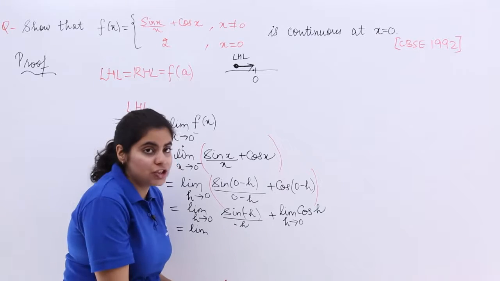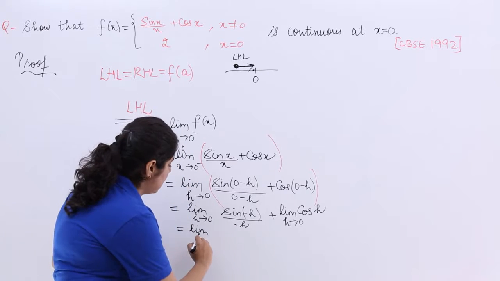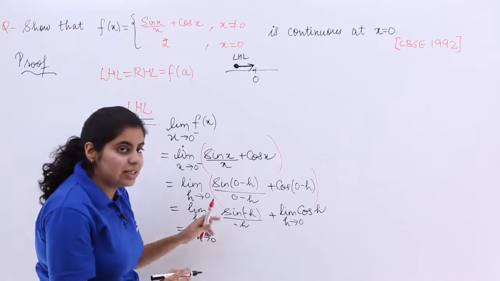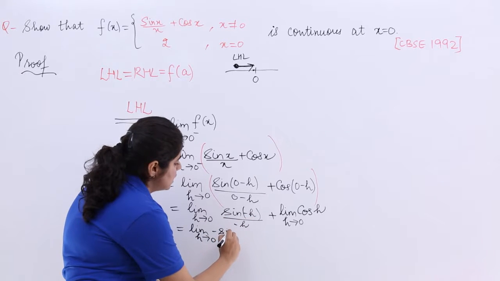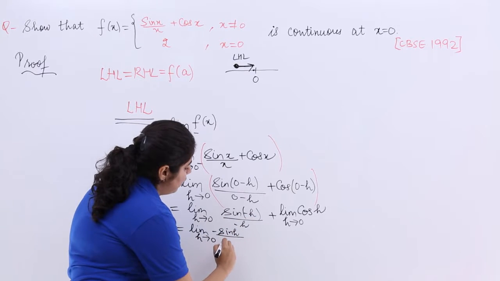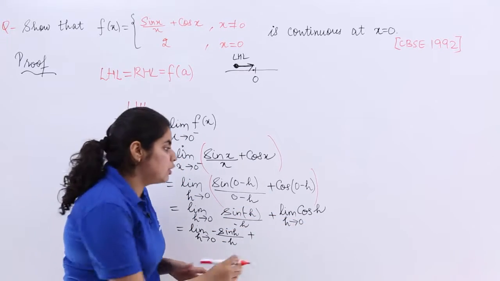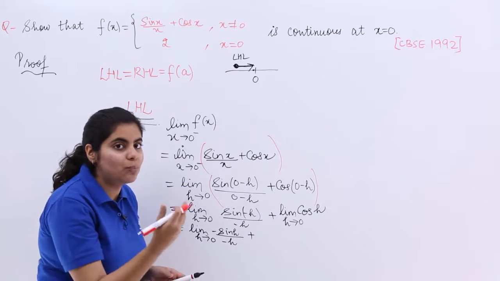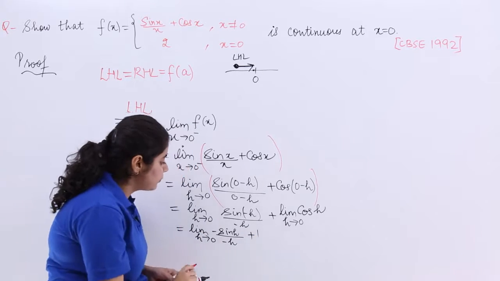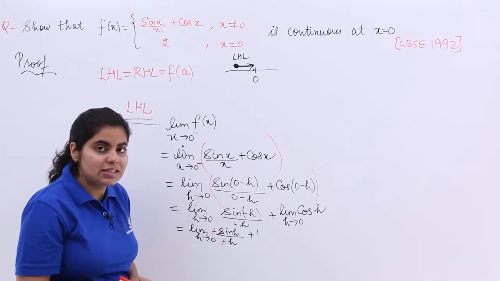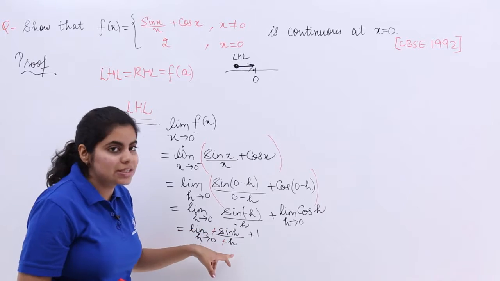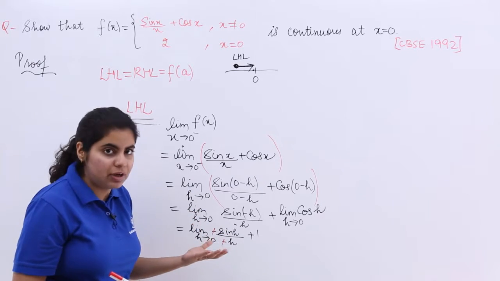It is limit h tends to 0, and then we have minus outside, so it is minus sin h upon minus h, plus here it is definitely 1 because when you put the value 0, cos 0 makes it 1. So it is 1. Here, minus minus gets cancelled, limit h tends to 0 sin h upon h, which is again 1, you know that.